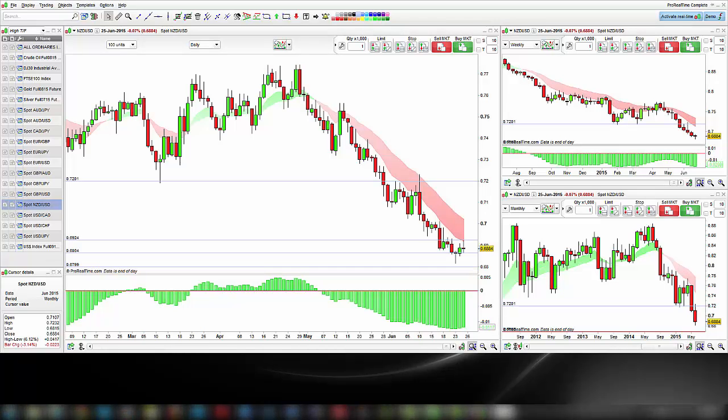I thought I'd give you a quick update on a trade we've been stalking this week. It's on the New Zealand dollar, US dollar, and what we've identified is a potential trade to go short the market. So we're going to be selling the market at a predefined level. Let's move over to the charts and we'll start with the monthly chart.